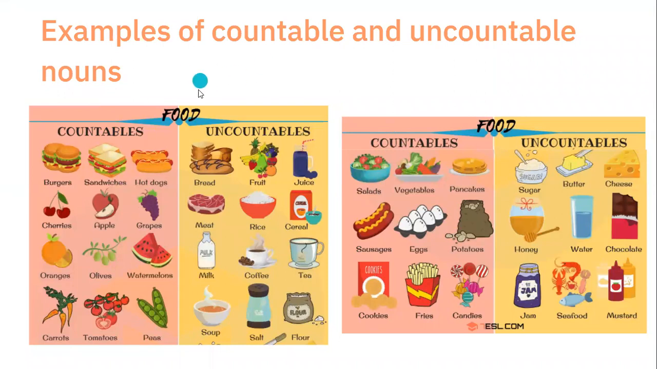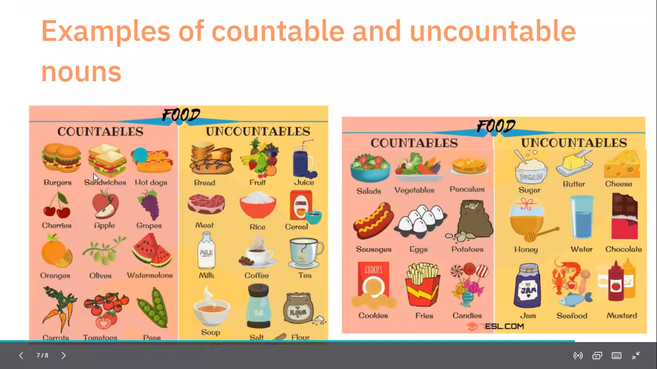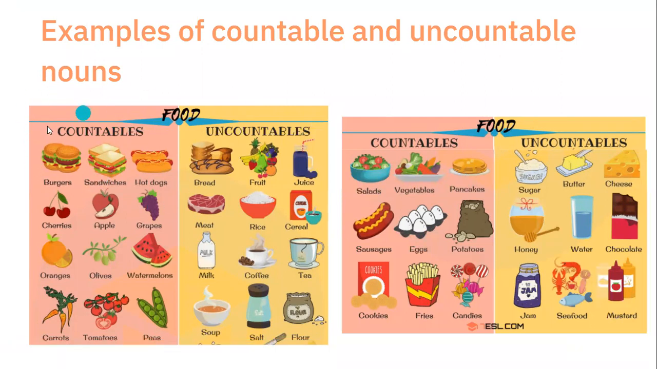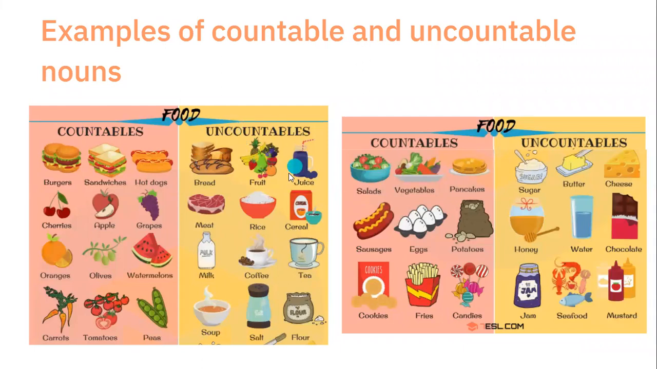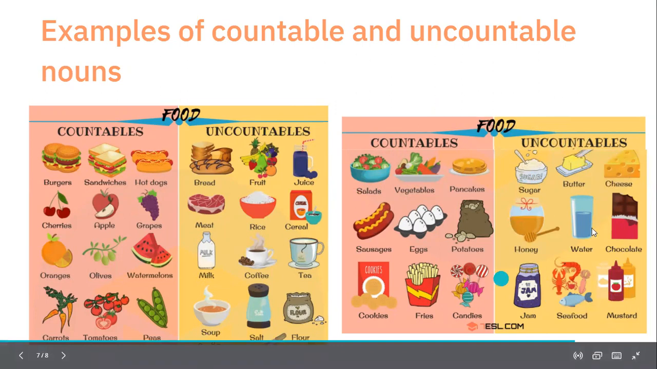And here I place some examples about countable and uncountable nouns, specifically for food. So countables can be any kind of word that you can count: 2 hot dogs, an apple, grapes, an orange, olives, etc. And here we have uncountables. We cannot say a bread, we cannot say a fruit, okay? A juice. A milk, for example, we cannot say that. And well, here we have a lot of examples.